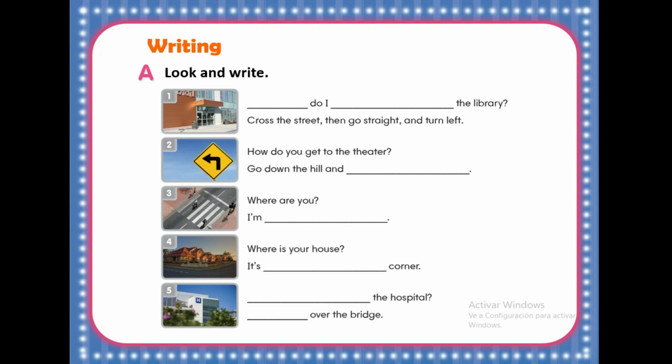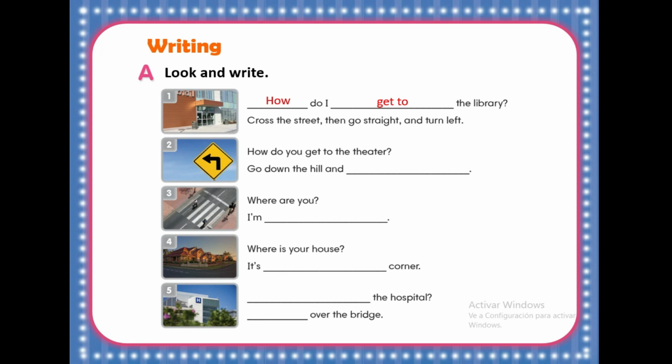Number 1. We have to write, how do I get to the library? Vamos completando ahí, mis chicos. How do I get to the library? ¿Cómo llego a la librería? Cross the street, then go straight and turn left. Vamos a estar practicando el vocabulario que vimos la clase anterior.